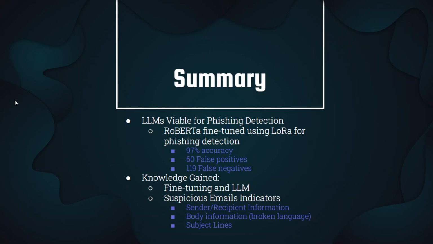Overall, the objectives of the project were achieved. We used an LLM to accurately detect phishing emails from a dataset, getting 97% accuracy from the random sample, while keeping false negatives and positives relatively low. The outcome of the test provides a strong case for LLMs being viable for phishing detection, and a strong start for further fine-tuning to improve accuracy.